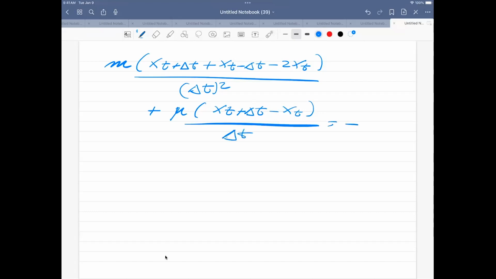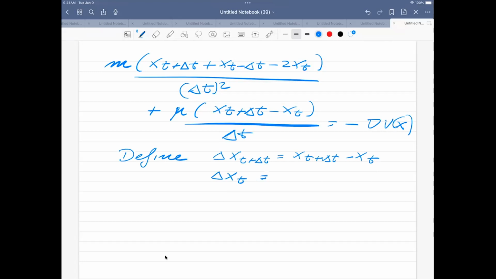And this is given by, and now we're putting equality signs, although these are approximations. So this is just now the approximation to the equation here. And then I define 2 new quantities. So I define a delta x of t plus delta t, which is simply x of t plus delta t minus x of t. And then I define a new quantity, delta x of t, which is given by x of t minus x of t minus delta t.